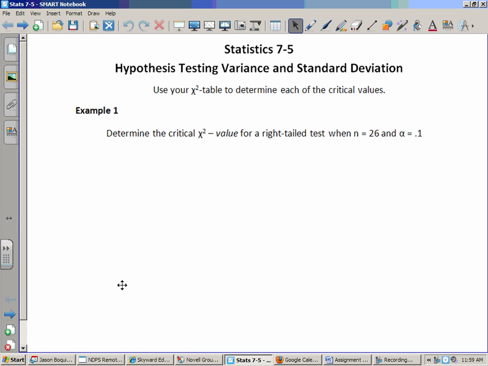So we're going to determine the critical chi-square value for a right-tailed test. All right, so we know that we're looking for something like this. It's right-tailed. And we know n is 26 and alpha is 0.1, meaning what's in that shaded red area there? 10%, right? And so then over here is obviously then 90%, right? Because it's just one-tailed.